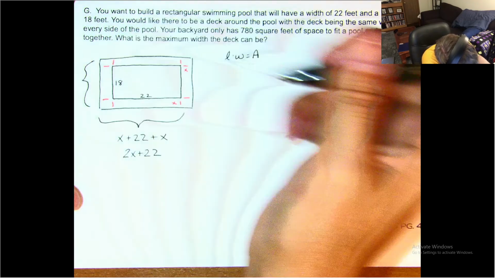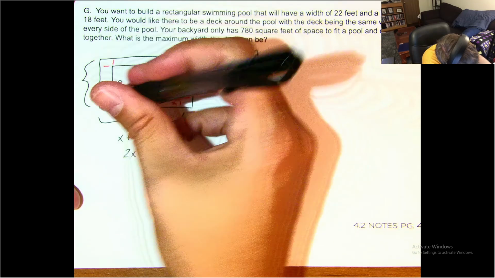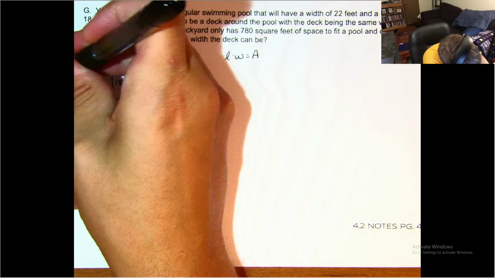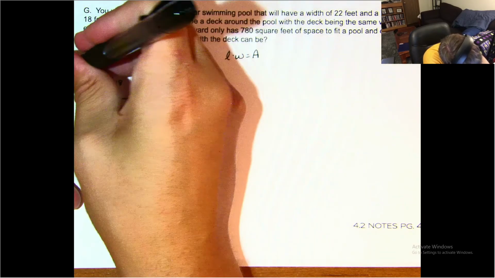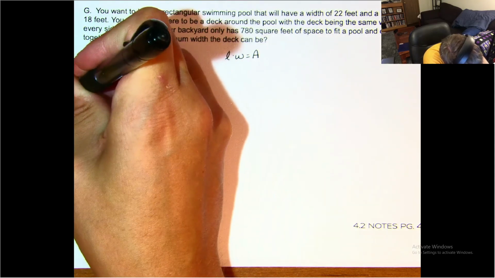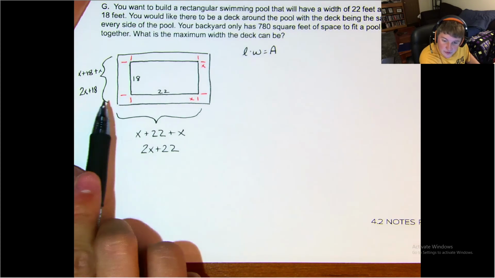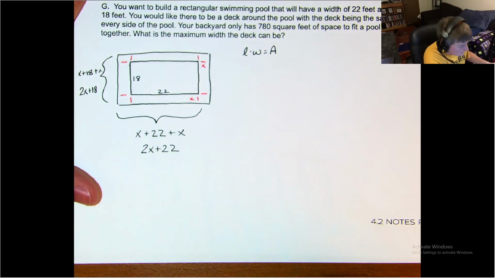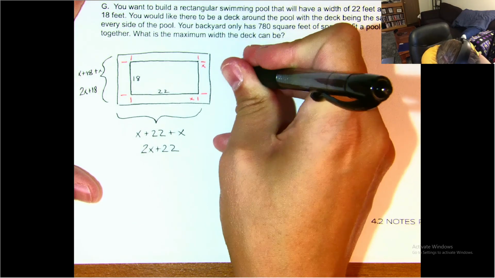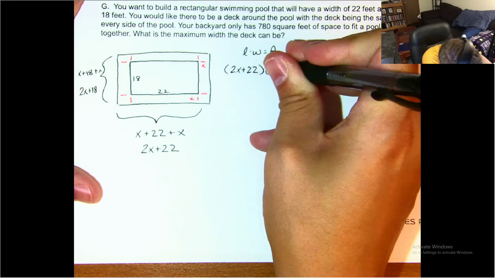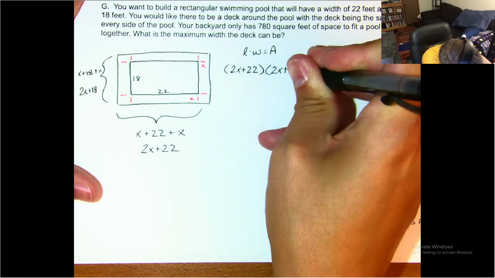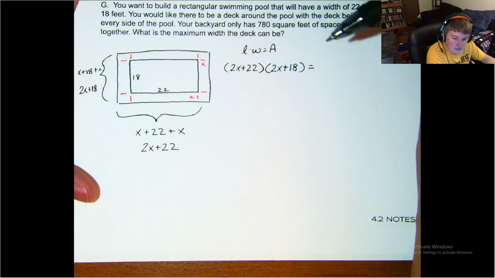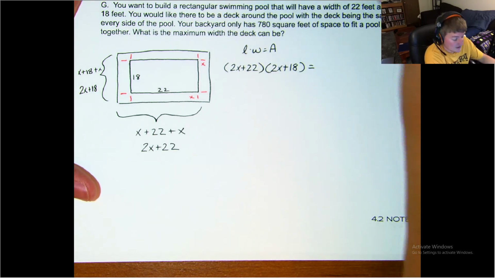Here, this will be length x plus length 18 plus length x again, so this will be 2x plus 18. So again, length x, length 18, and then length x again, 2x plus 18. So here I know my 2x plus 22 times 2x plus 18 is going to be equal to my total area. In the previous one we had to do a little work to figure out the total area. This one tells me my maximum space, which is 780.